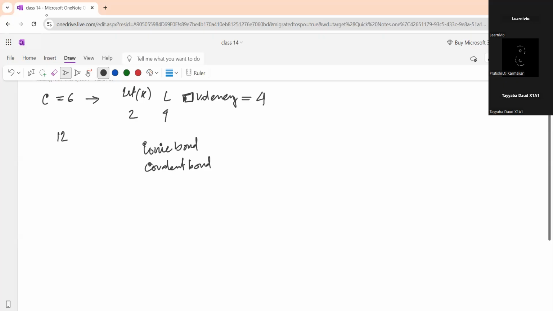Which type of bond do you think carbon would make? Ionic bond and covalent bond. What was happening in ionic bond? Let's say whatever atom we have, let's say random atom X. In ionic bond, it completely gives one electron and becomes positively charged, and the other one takes that electron and becomes negatively charged.